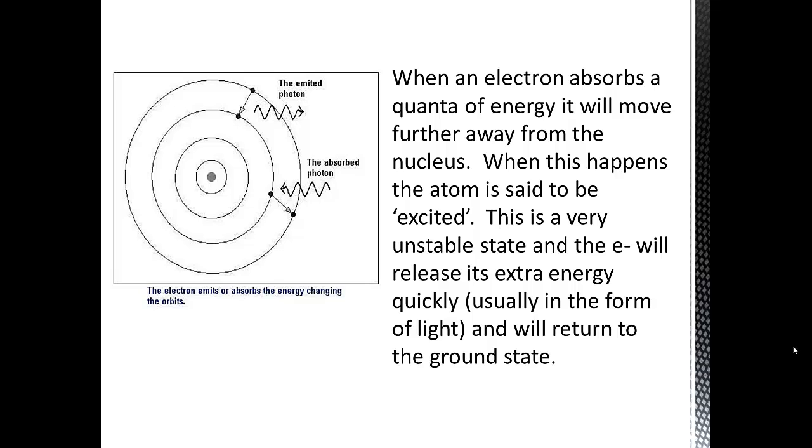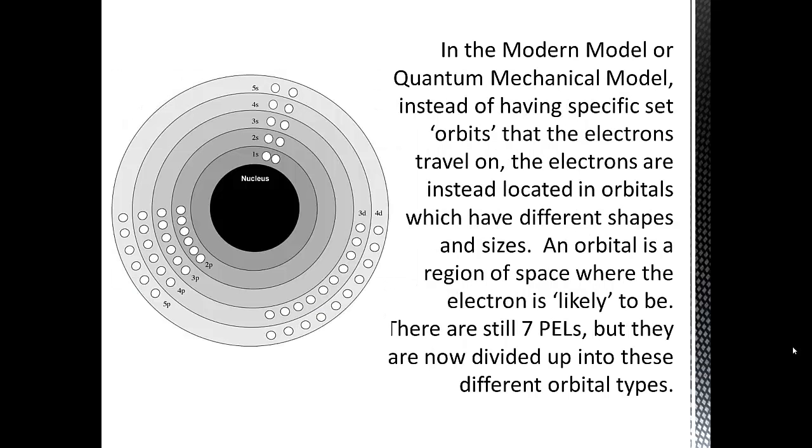This image is kind of cool because it shows you how the absorbed photon or energy source would come into the electron, would force it to move up to a higher energy level, and then when that electron returns back to its normal ground state, the photon would also be released. It should be absorbing and releasing the exact same quanta of energy.